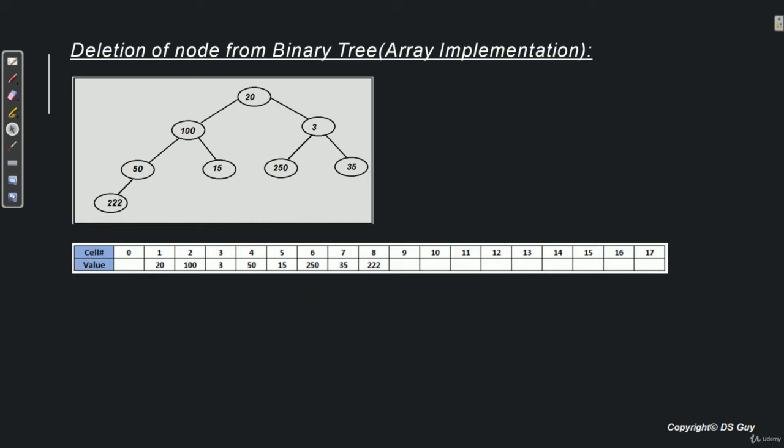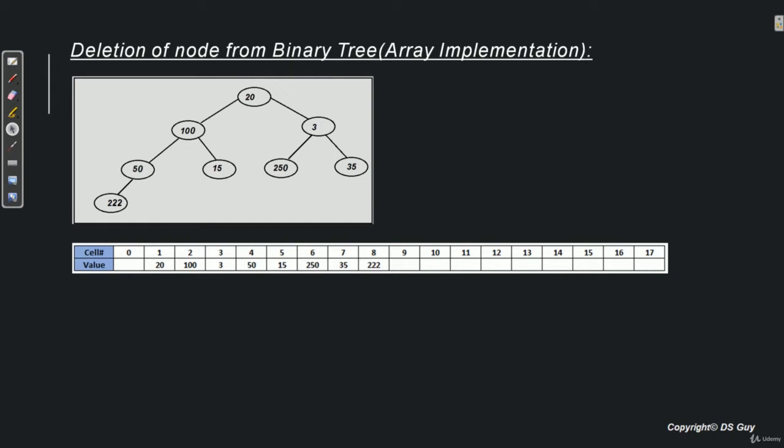Hey guys, welcome back. So in the last few videos, we learned how to do traversal of a binary tree in an array implementation, whereby we saw there are four ways in which we can traverse a binary tree, that is in order, pre-order, post-order and level order. Hope all of those four concepts are clear.